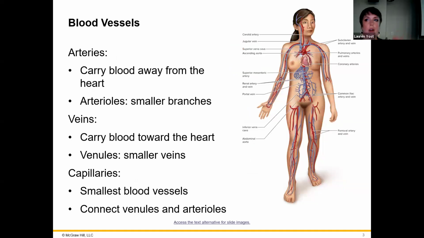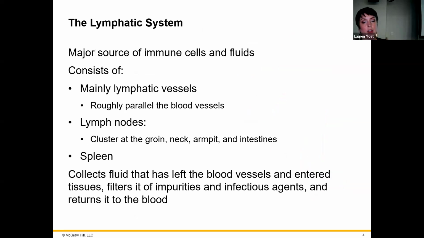Arteries are going to be carrying blood away from the heart, and veins are carrying it back to the heart, and capillaries are kind of where we have that connection happening between the two. They connect the veins and the arteries.